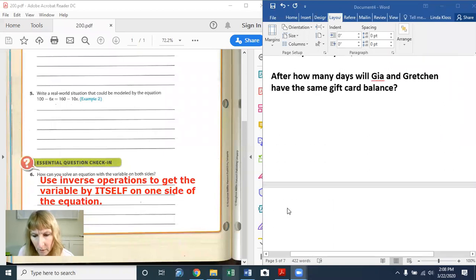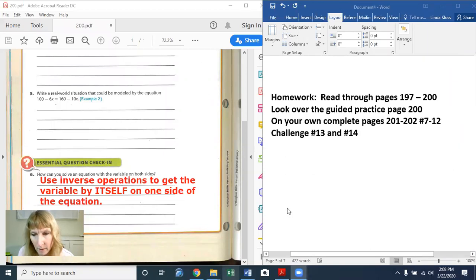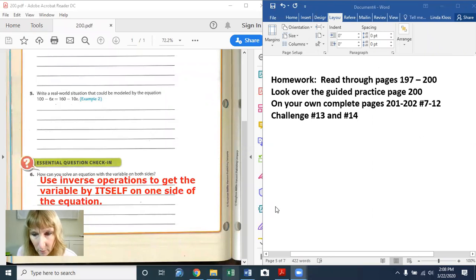Your homework then is right here. I also put that in Google Classroom. You're going to read back through pages 197 to 200. You're going to look over the guided practice on page 200 that we just did. I will also be putting that on Google Classroom for you if you need it. And then on your own, you're going to complete 201 and 202, questions 7 through 12. If you want to try challenging yourself, do question number 13 and question number 14. You can always email me and I'll give you the solutions to those.